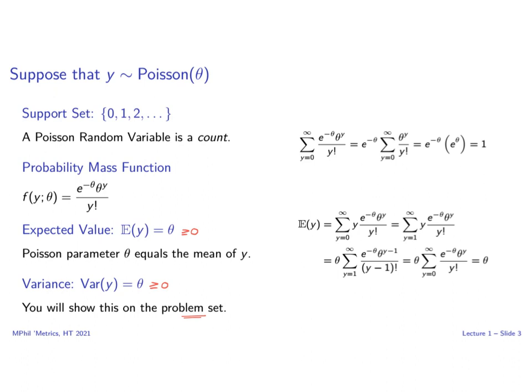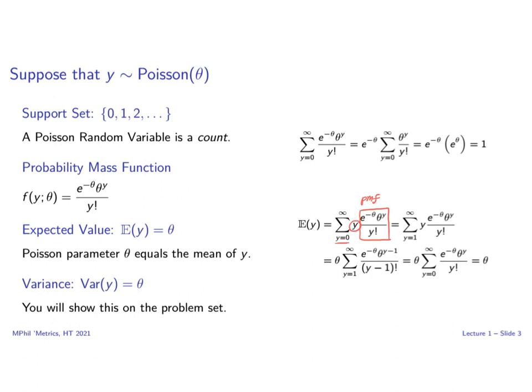By definition, the expected value of a discrete random variable is the sum over the support set of y times the probability mass function evaluated at y. So we'll substitute in the probability mass function for our Poisson random variable, leading to the following expression. Now, notice that the first term in this sum equals 0, because if we plug in 0 for y, the whole thing vanishes.